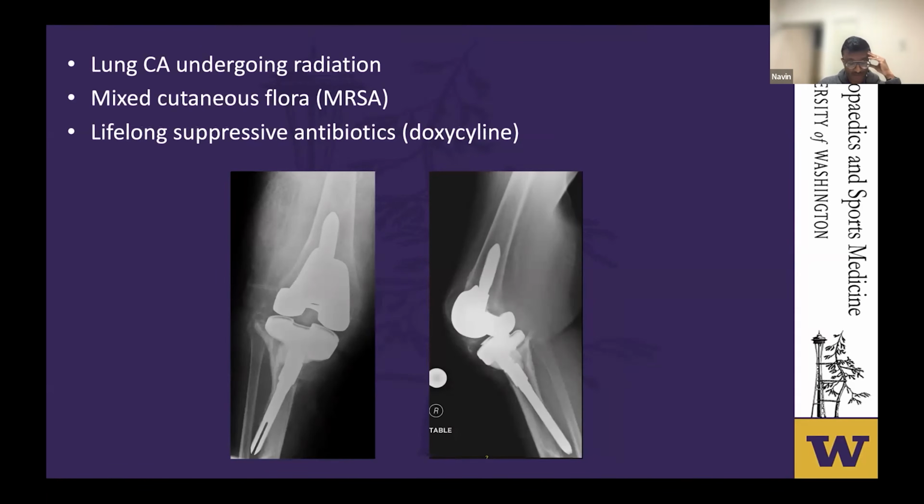So a long conversation was had with this patient regarding treatment options, but this also strikes me as a person who would have a very high likelihood of failing a very complex two-stage exchange or likely not undergoing reimplantation. So if surgery was indicated for this patient, I think the most likely definitive option would be an above-knee amputation. At this point, however, her focus is on her cancer care. She has a working foot and minimal pain, so she has elected to continue with suppressive antibiotics.